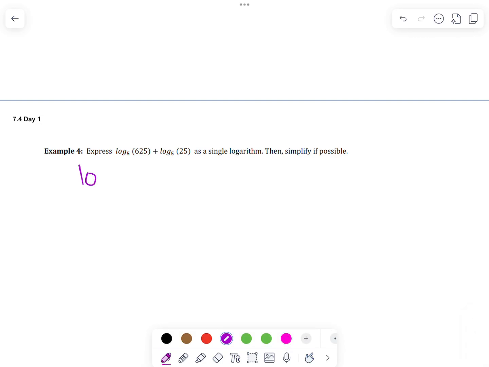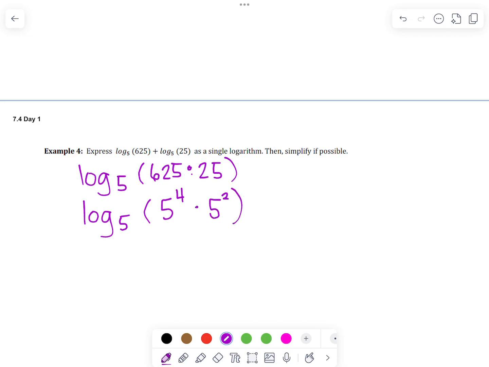So we have logarithm base 5, and then we multiply 625 times 25. And then I'm going to change 625 to an exponential, which is equivalent to 5 to the 4th power. And I'm going to change 25 to an exponential, that's 5 squared. Then I can use my exponent rules. Both of these are the same base, so I can add the exponents. So 4 plus 2 is 6.